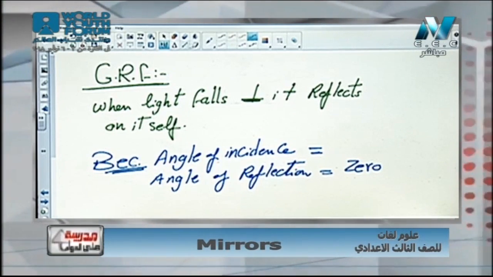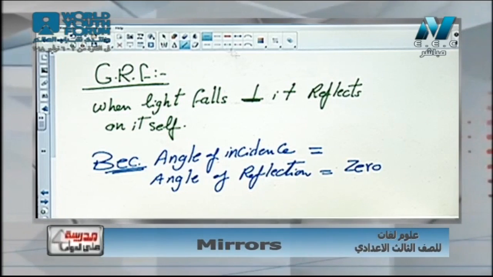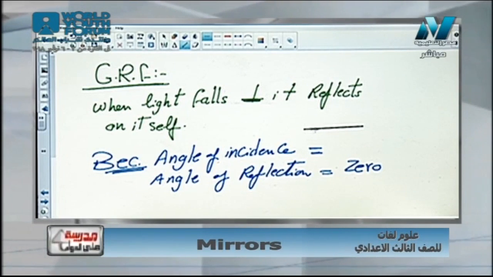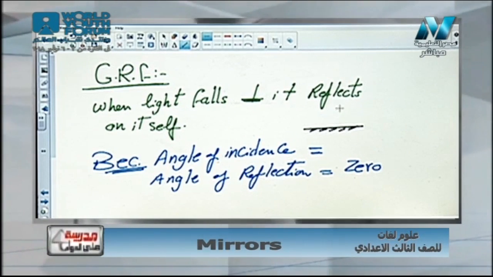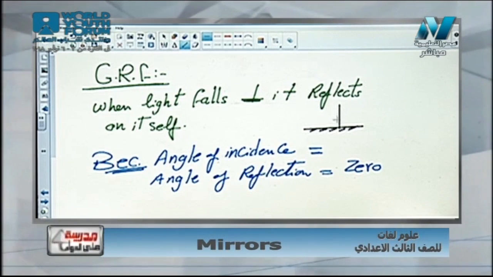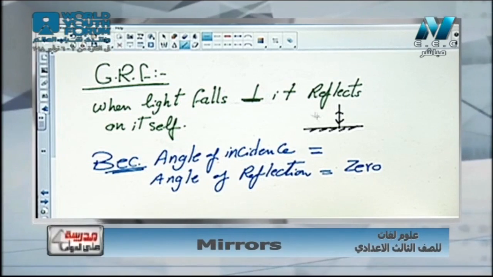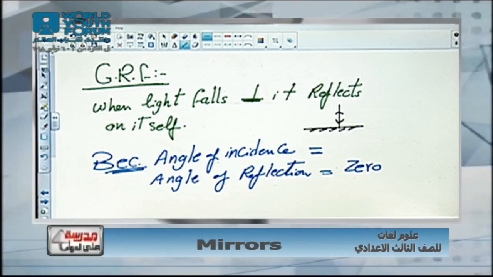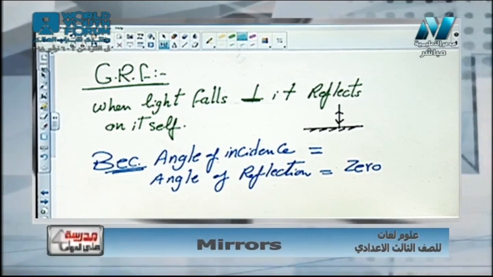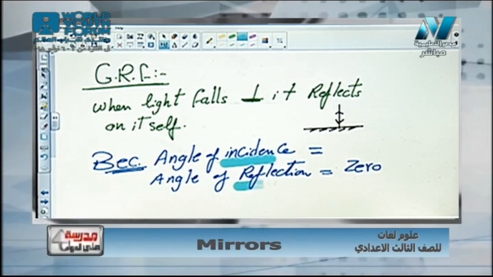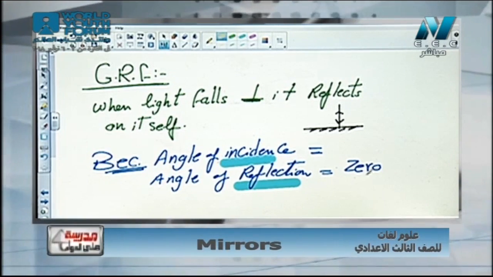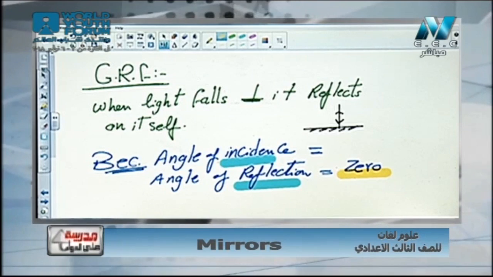Because if the light ray falls perpendicular on the reflecting surface, as we see here, it will reflect on itself. So we have angle of incidence, in this case or in any case, equal to angle of reflection. In this case only, equal what? Equal 0 degrees.